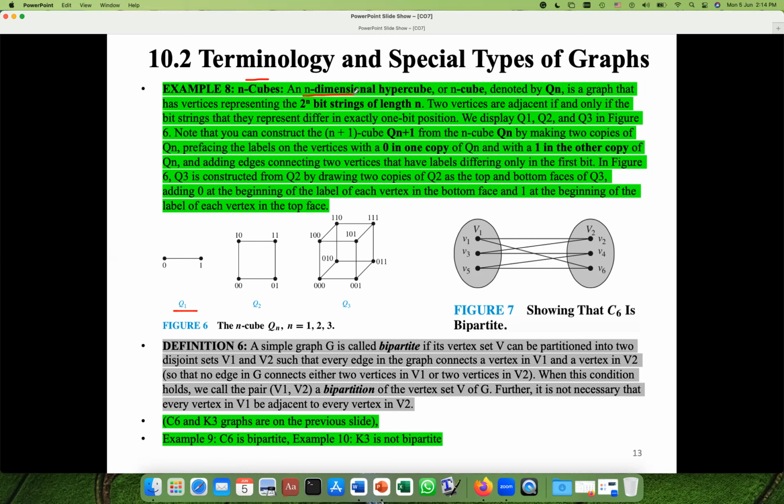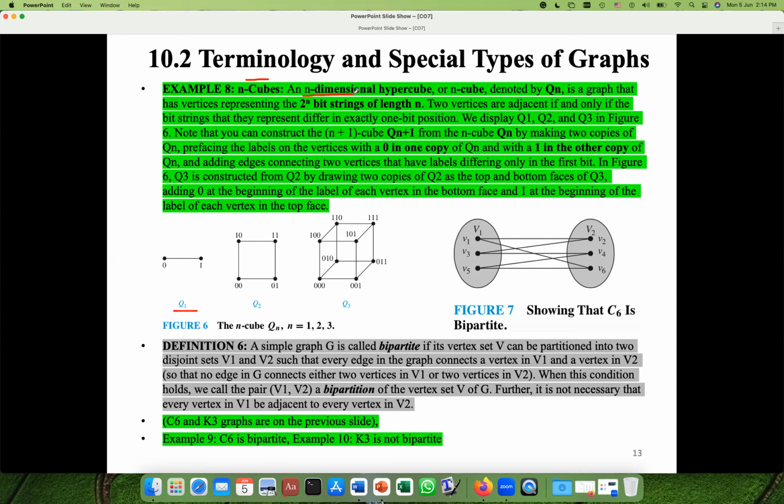There are 3 to 4 things that you have to keep in your mind. The topics coming ahead will be a little bit complicated, not as simple as what you have already seen previously. This is the second thing to keep in mind up to this point. It is mentioned here: exactly one bit position. And these are the graphs Q1, Q2, Q3, displayed in this figure.